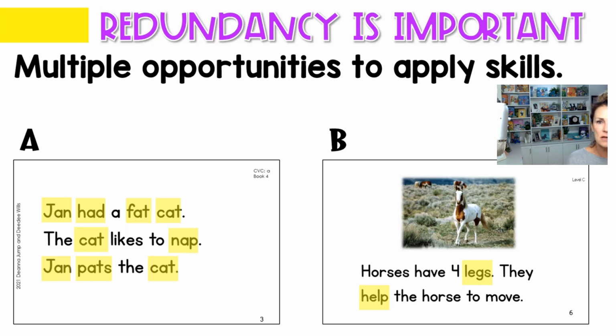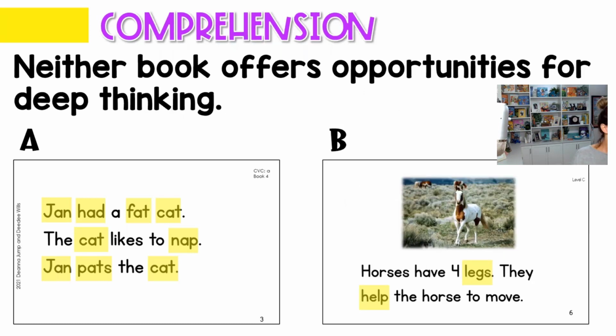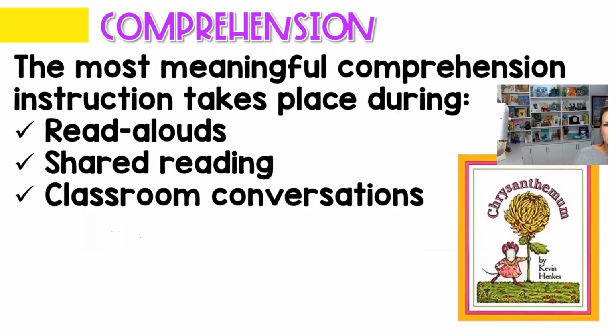leveled text. We want to make sure that we offer multiple opportunities for students to apply the skills that we're teaching them. Initially, students are going to need to slow down and analyze each word, but as they have continued practice with these patterns, they become stored in the brain for easy retrieval. Neither book offers any opportunity for deep thinking, right? Neither of them are going to be deep thinking.